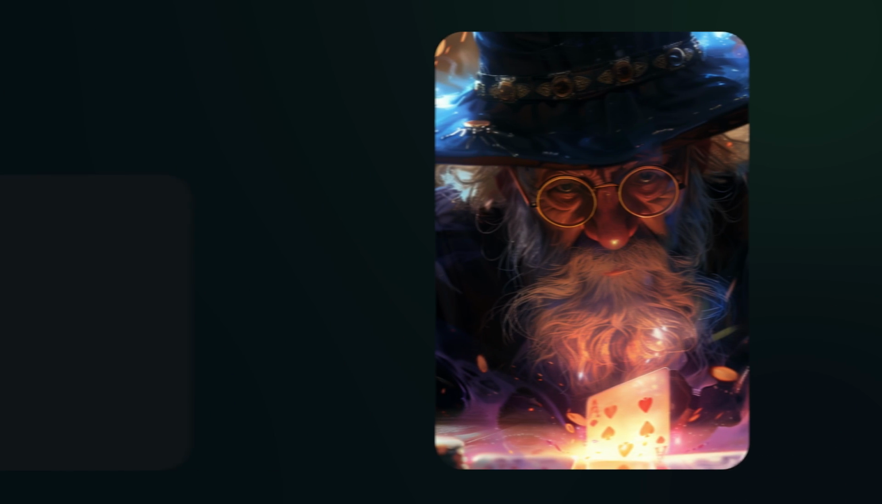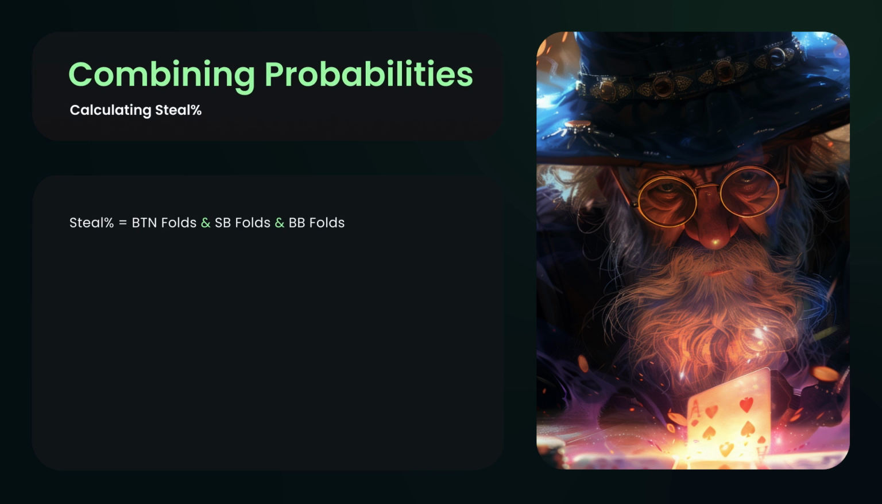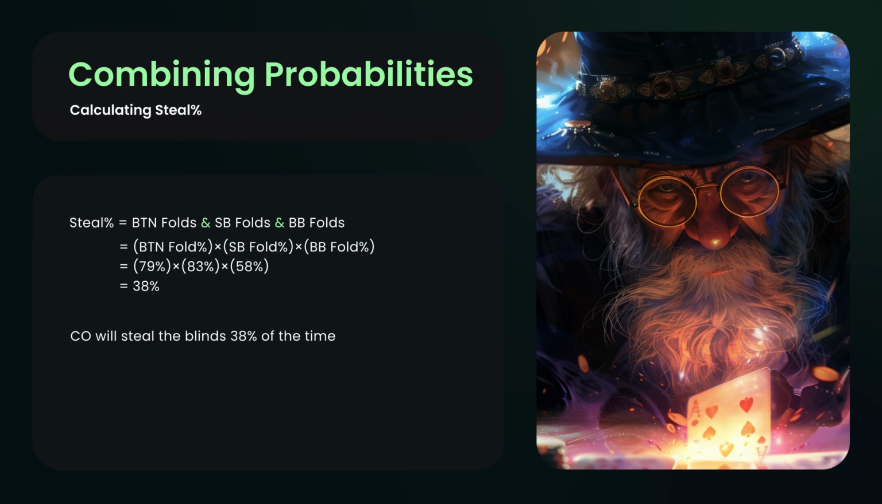So for example, if I want to calculate how often cutoff steals the blinds, all I need to do is just multiply how often button folds, small blind folds, big blind folds facing my raise. If you go through the GTO Wizard solution, you can see it comes out to 79%, 83, and 58. And therefore, multiplying those together, I can know that cutoff will steal the blinds 38% of the time. Now keep in mind that the actual steal frequency depends a lot on your opening size in GTO. Maybe I'll cover that later, but that's a pretty easy calculation.